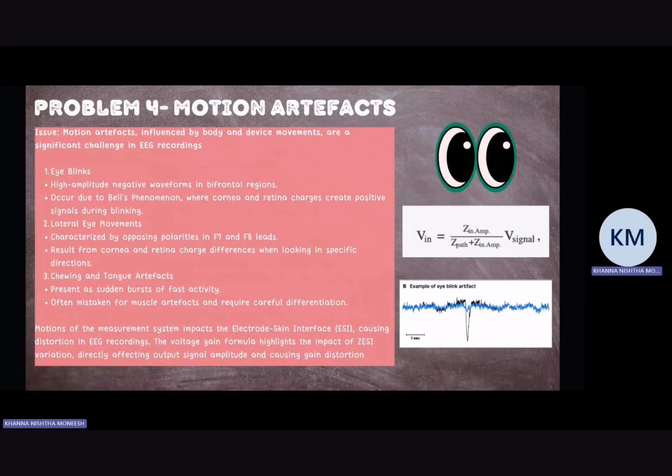Such movements disrupt the electrode-skin interface, known as ESI, resulting in distortions in EEG recordings. Variations in ESI impedance directly impact the amplitude of the output signals, as indicated by the voltage gain formula shown above. Hence, this leads to distortion and affects the output signal.